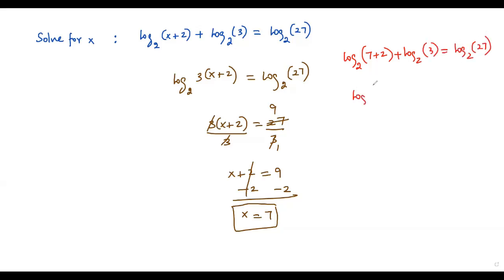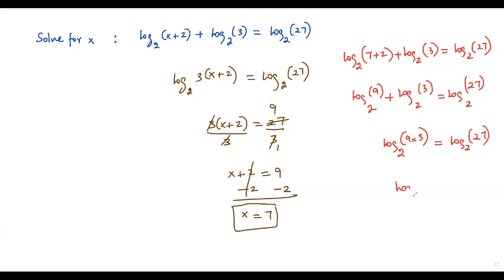Okay, here 7 + 2 is 9, so log 9 to the base 2 plus log 3 to the base 2 equals log 27 to the base 2. Here two logarithms are in addition. We can take logarithm once with the base, and we have to multiply the arguments. So 9 times 3. This is actually the product rule of logarithms.